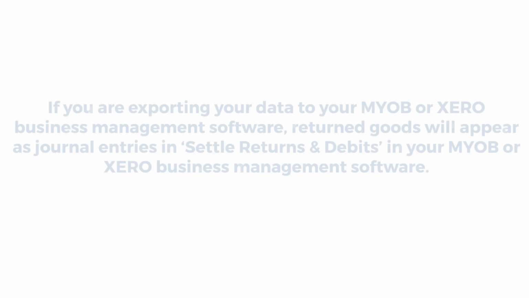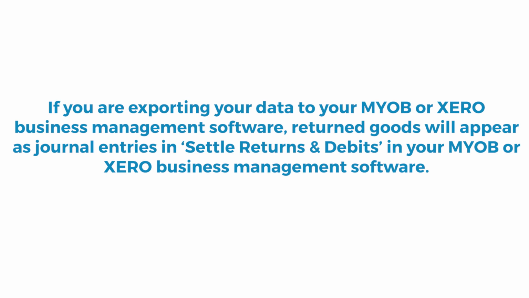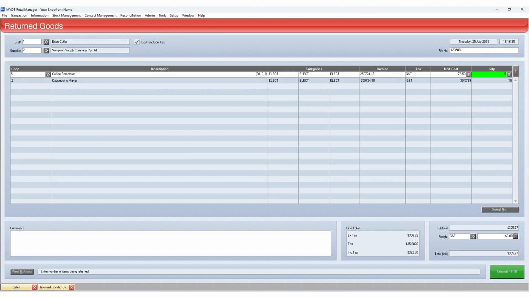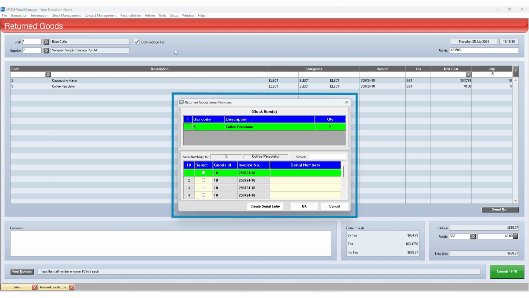If you are exporting your data to your MYOB or Xero Business Management software, returned goods will appear as journal entries in Settle Returns and Debits in your MYOB or Xero Business Management software. If the goods you are returning have serial numbers you are tracking, ensure you enter the appropriate serial number information.